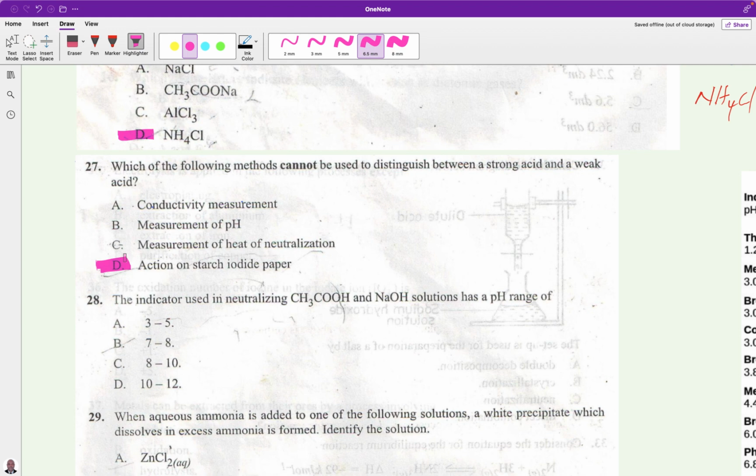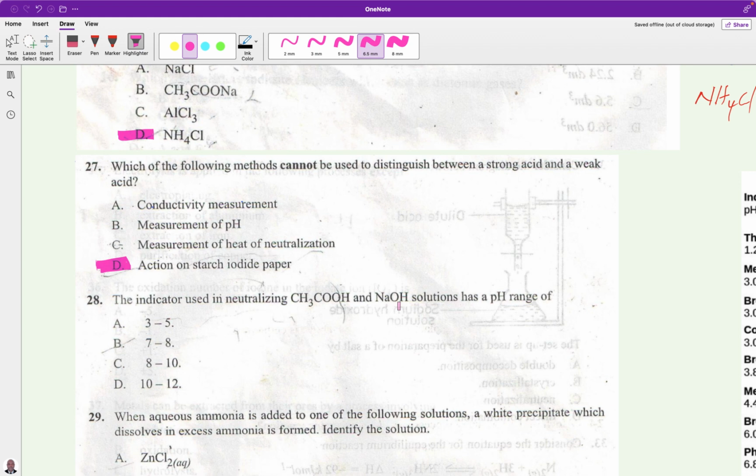You have 28. The indicator used in neutralizing ethanoic acid and sodium hydroxide solution has a pH of. This is a weak acid and a strong base. That is the alkali there, sodium hydroxide alkali. That is a weak acid and a strong alkali.